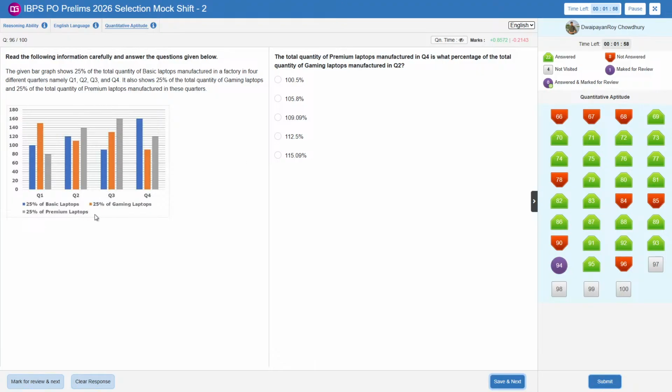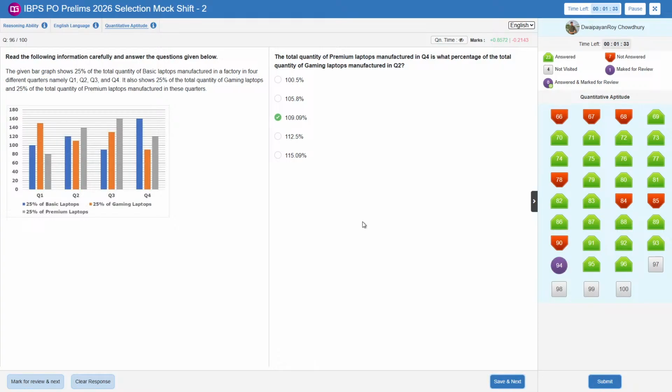All of these are 25%, right? Total quantity of premium percent of total number of gaming. No, I don't get this one. Q2, yeah, everything is fine, right? Okay, this is 110. So 120, just less than 111, 110, just less than that.